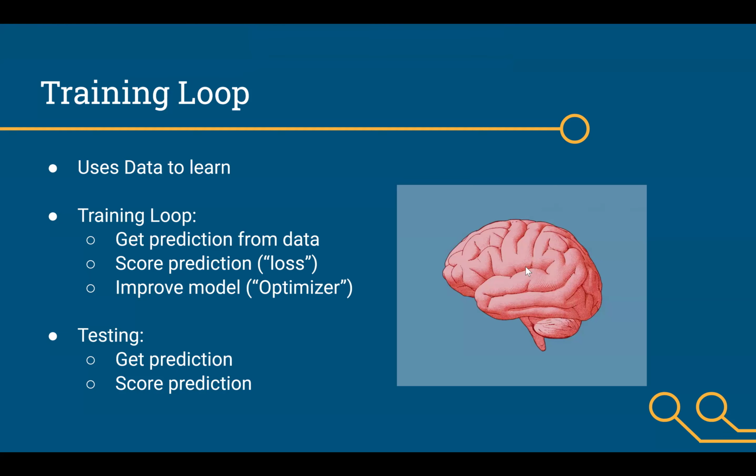In training, that's exactly what it does. The first thing is it gets a prediction from the data. So you input something and you get a prediction from your model. Second, you score the prediction. That's what's called loss. Loss measures how bad your model did. So let's say the actual answer was 15 and you outputted 5, then maybe your loss is 10.